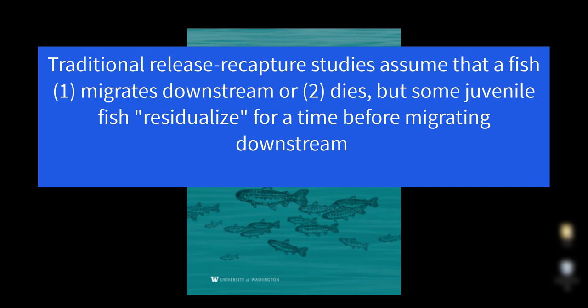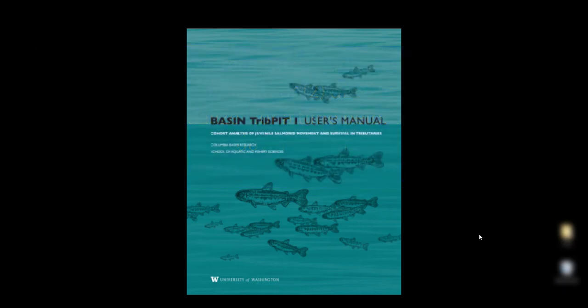A traditional release recapture analysis that assumes all released fish migrate downstream in the release year would treat the fish that residualize as mortalities. Program Basin TribPit provides cohort-based survival estimates that account for the possibility of an individual fish overwintering or delaying migration for multiple years during the downstream migration process.